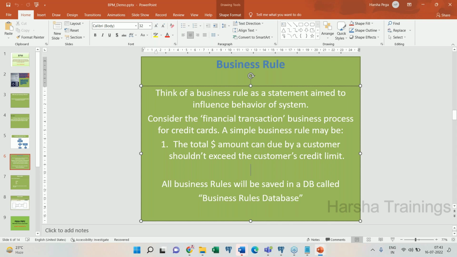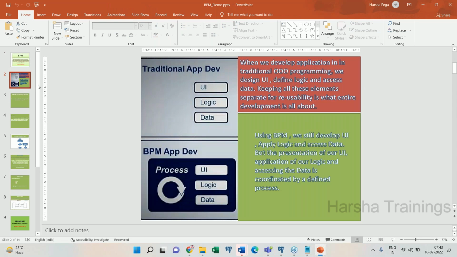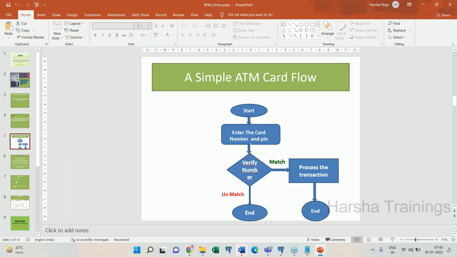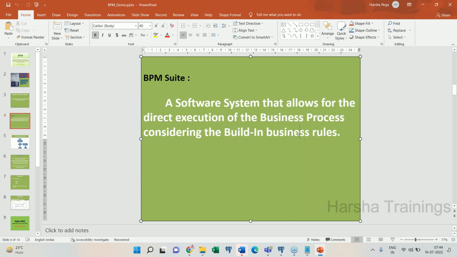And now look here. See, so far BPM is an application development environment. BPM is going to have a component called process or flowchart. You use BPM for application development as well as processing. The environment you use for application development, we call it BPM suite. The behavior of the BPM suite depends on business rules.